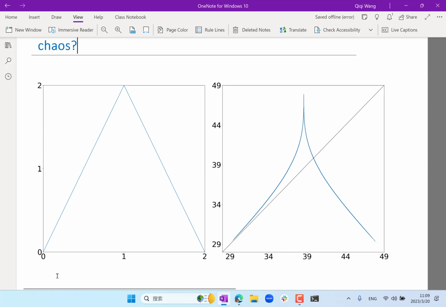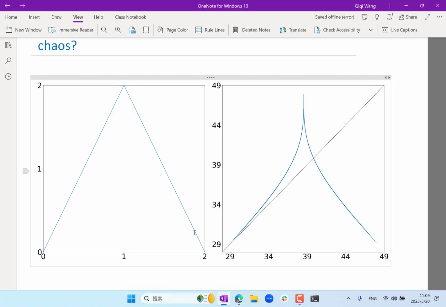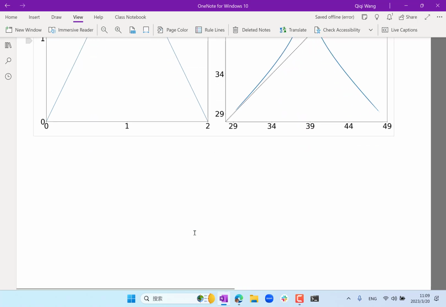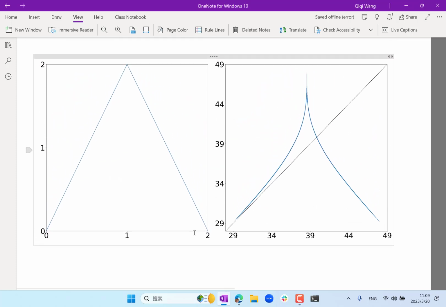Okay, so therefore, this map, what we call the tent map, actually has a derivative of the map exactly being either 2 or minus 2, depending on which side you are looking at. All right, and actually there is an even further simplification, just to make the map have a derivative of just 2.